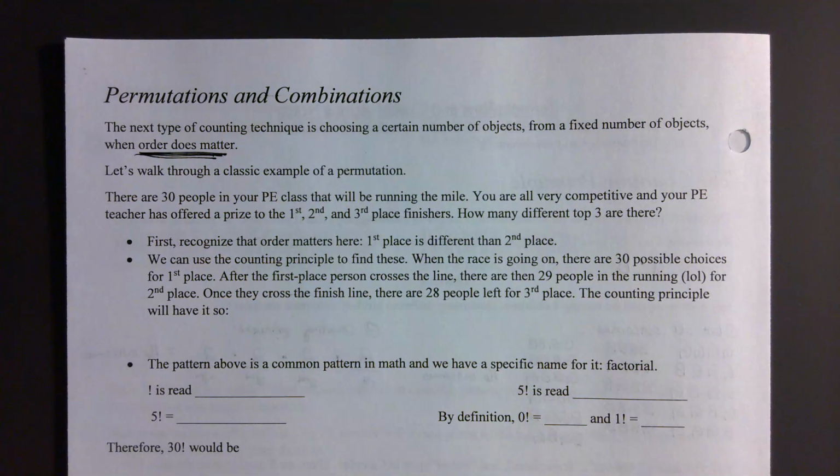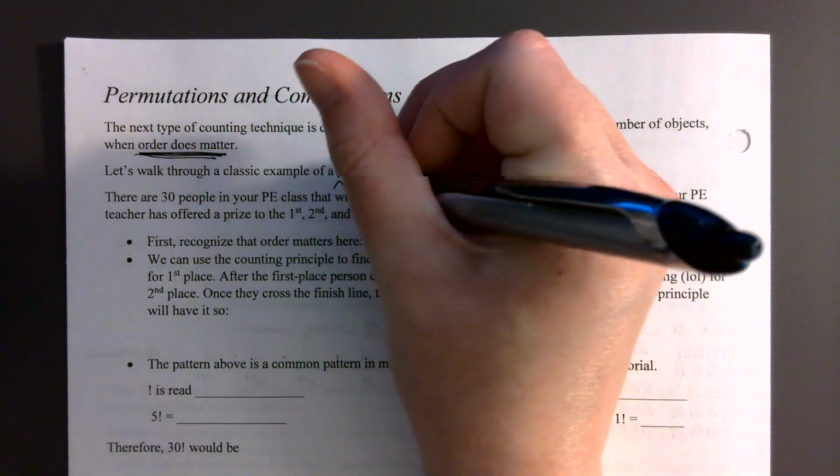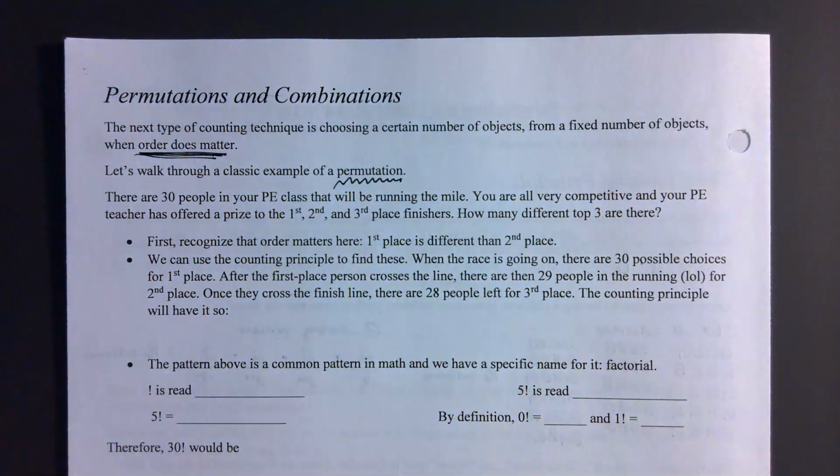Whenever you're trying to decipher between permutations or combinations, this is the big difference. Permutations is where order matters. Combination, order doesn't matter. So, for example, if you have 30 people in your PE class and they're all running a mile, you're real competitive. The PE teacher says, hey, I'm going to offer a prize to the first, second, and third place finishers only. And we're going to see how many different top 3 there are.